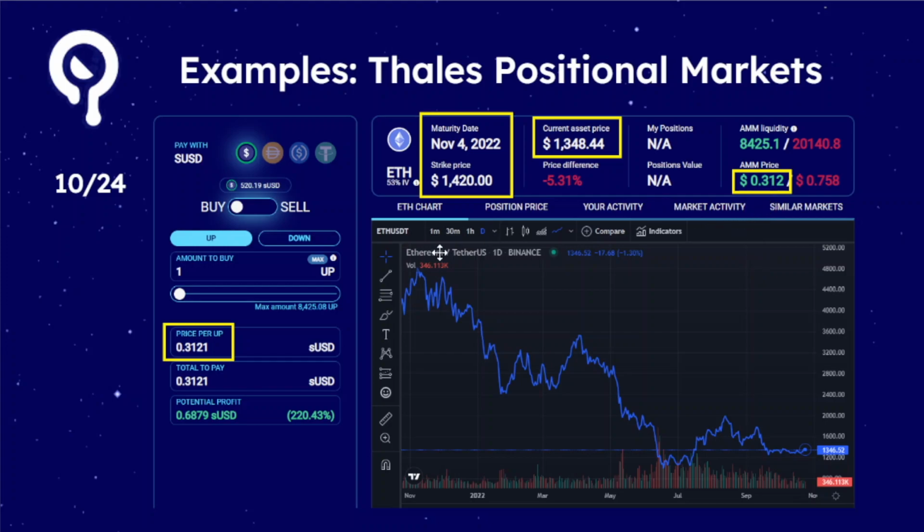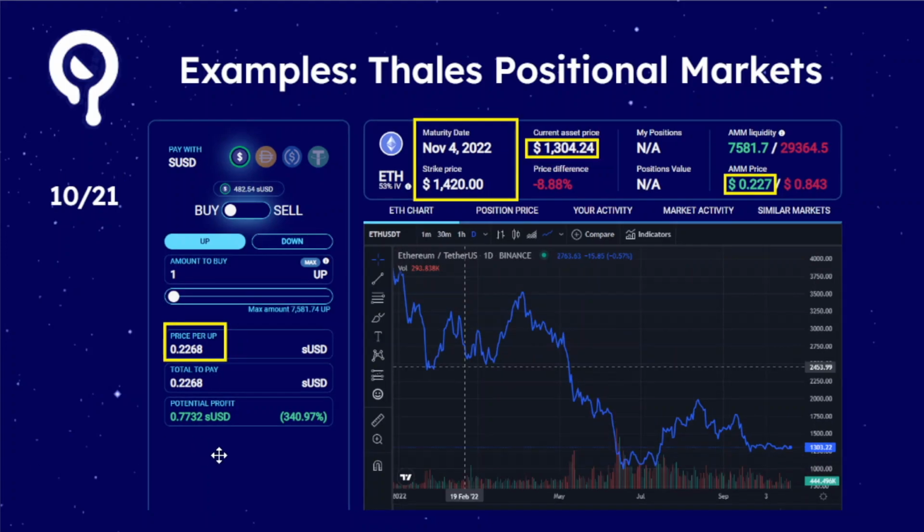So in this case, if I wanted to buy one position, it would cost me 31 cents. And if I win, I can come back and claim one USD. That's a lower profit, right? I'm only making 69 cents in that case, whereas when I bought the position earlier, when the price of ETH was lower and therefore farther away from the strike price, I would have made 78 cents.